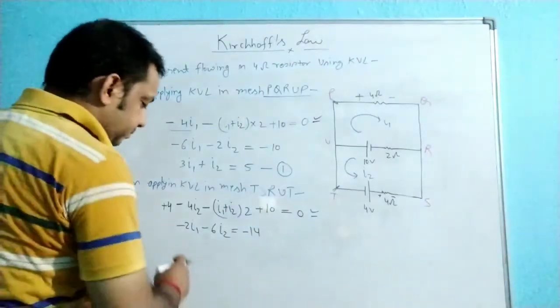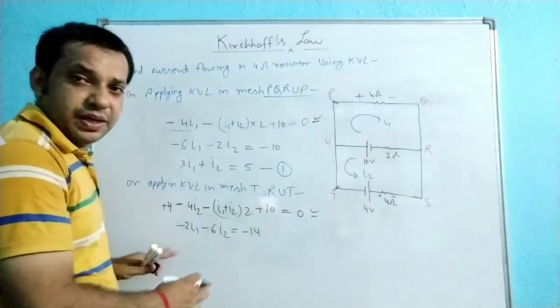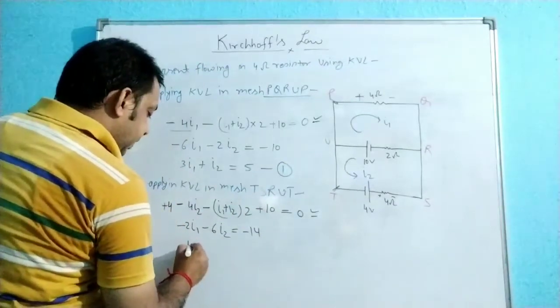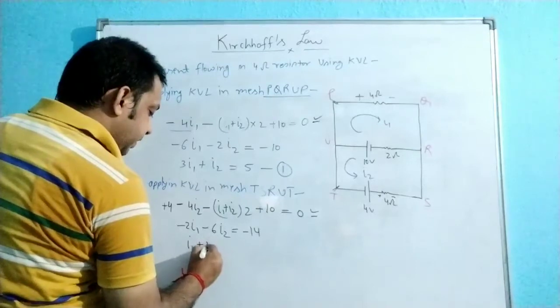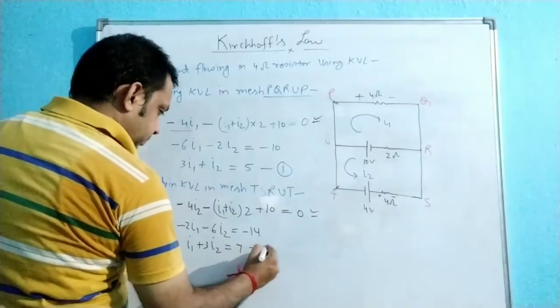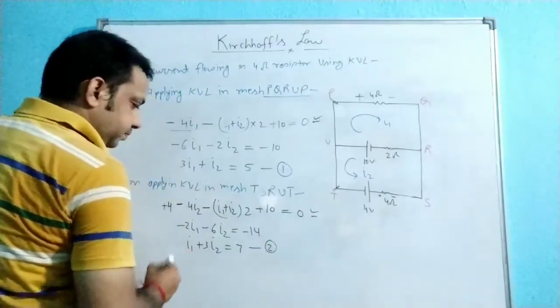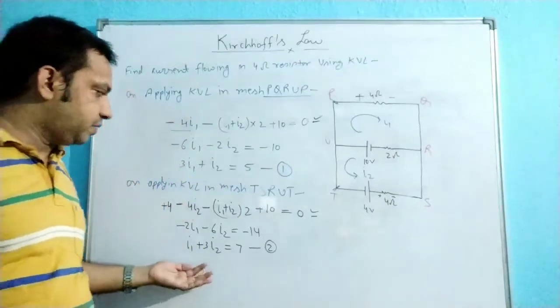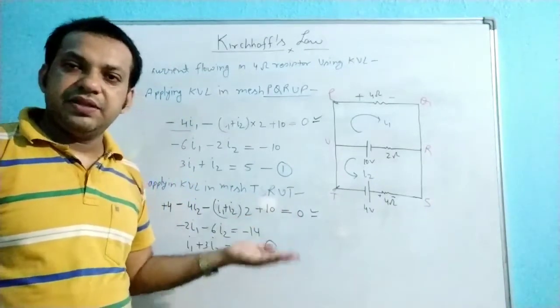Right now, again, just divide the whole equation by minus 2. So you will get I1 plus 3I2 is equal to 7. This is your equation number 2. After simplification, you will get the equation. Just see, now we have a very simple question.